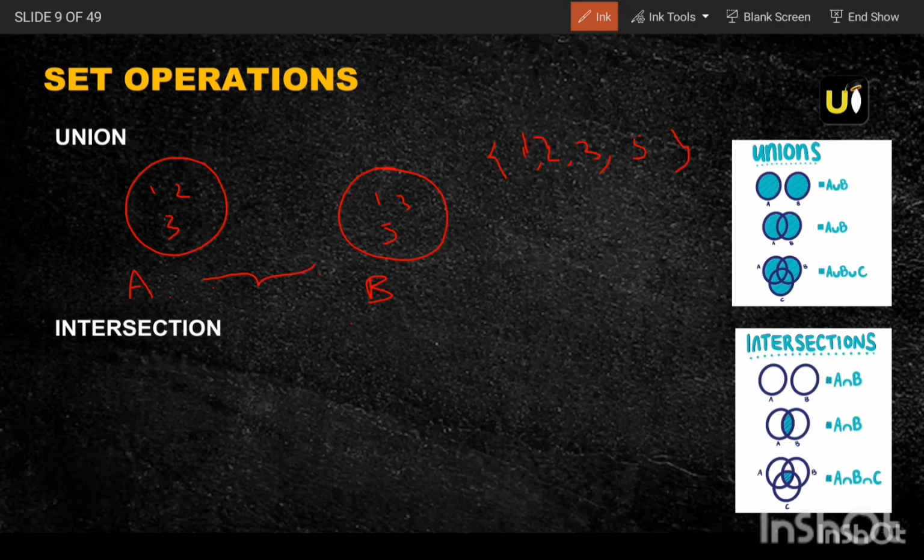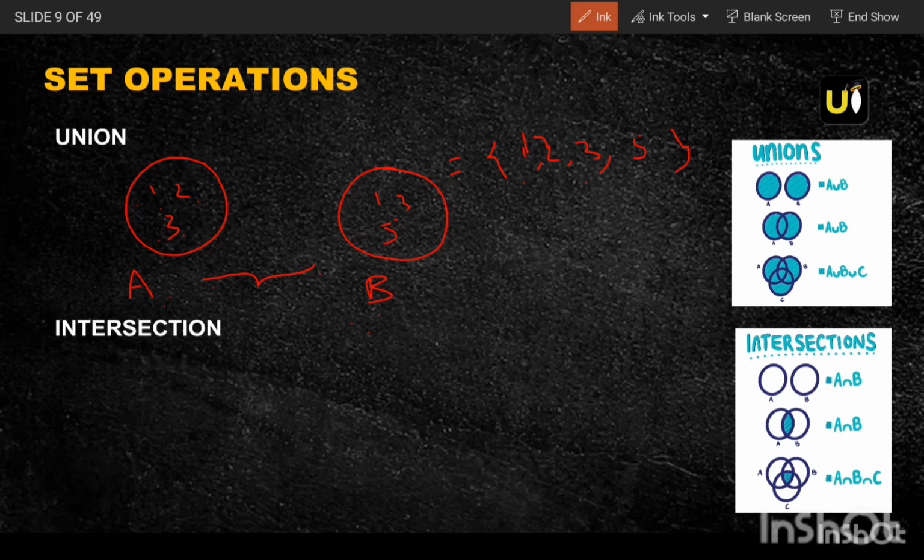See here, set A contains 1, 2, 3 as elements. Set B contains 1, 3, 5 as elements. So the union of these two sets means the set containing all the elements in both sets. If there are some repeated elements in both sets, then they are counted only once. See here, 1 and 3 are present in both the sets, but in the union set we include those elements only once.